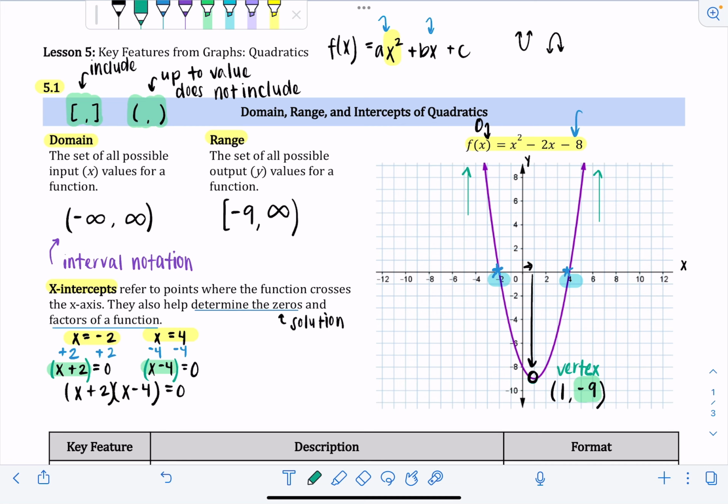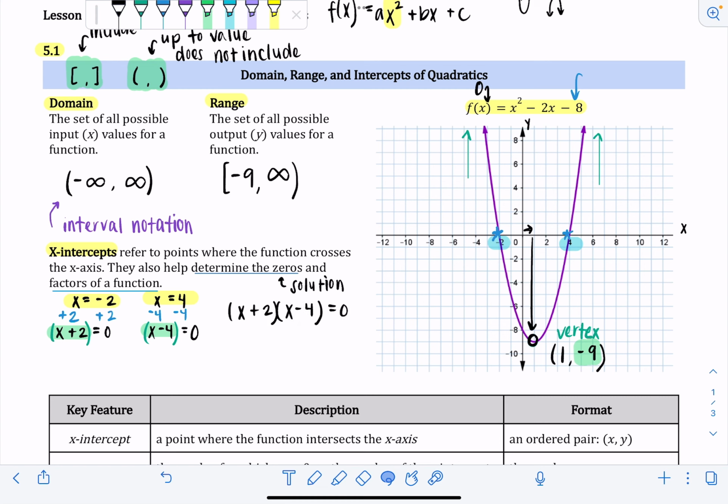So we're going to multiply the equation together. I'm just going to pop this equation off to the side so I have a little bit more room. So if I FOIL, the x times x is x squared, x times -4 is -4x, 2 times x is plus 2x, and then 2 times -4 is -8 equals 0.